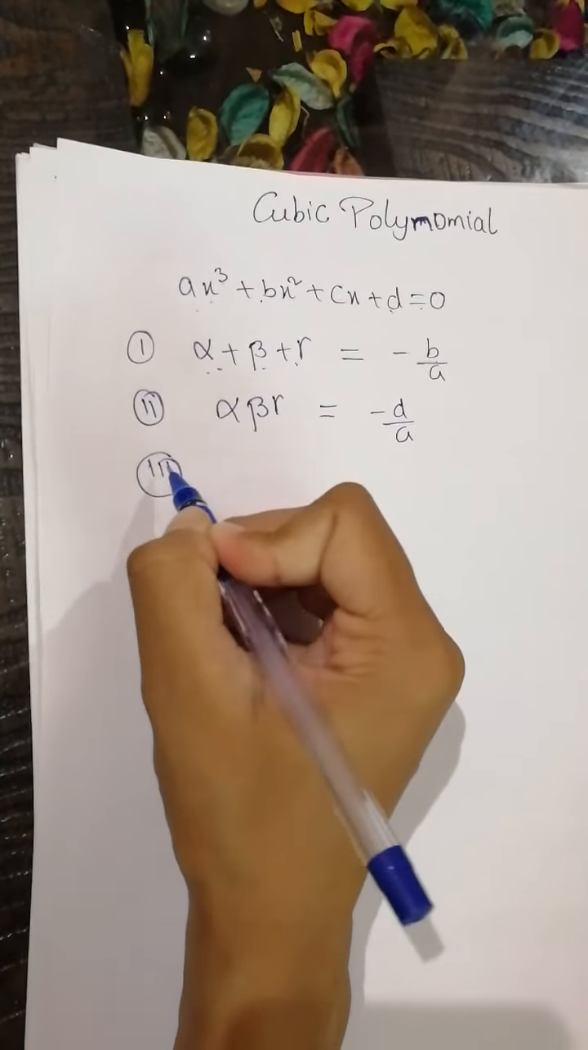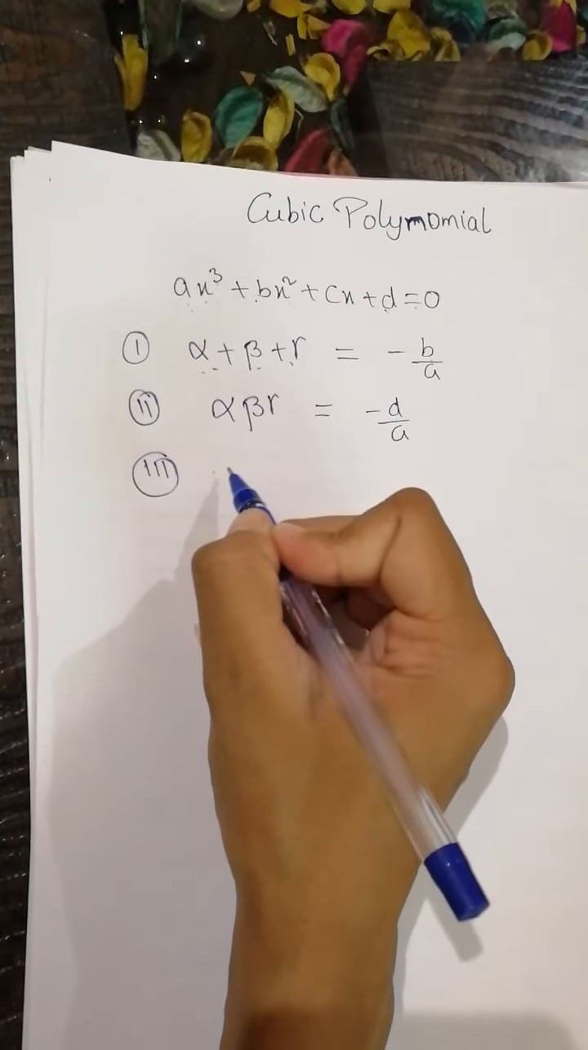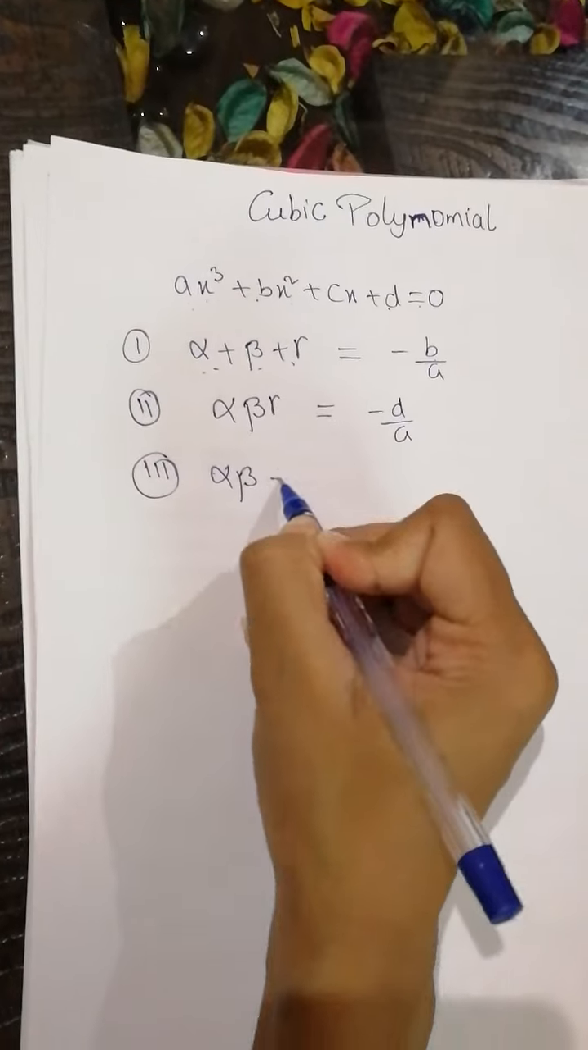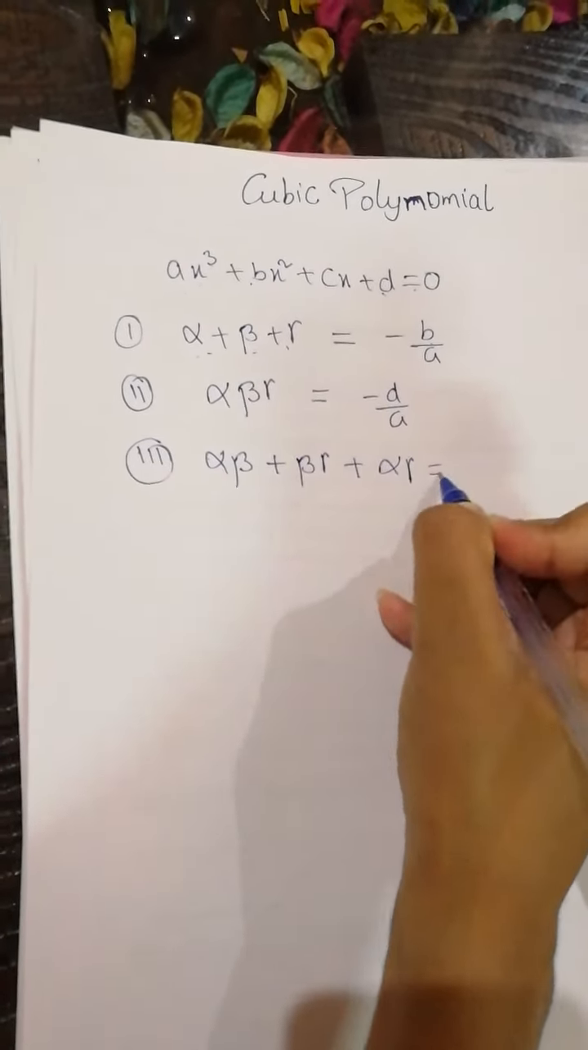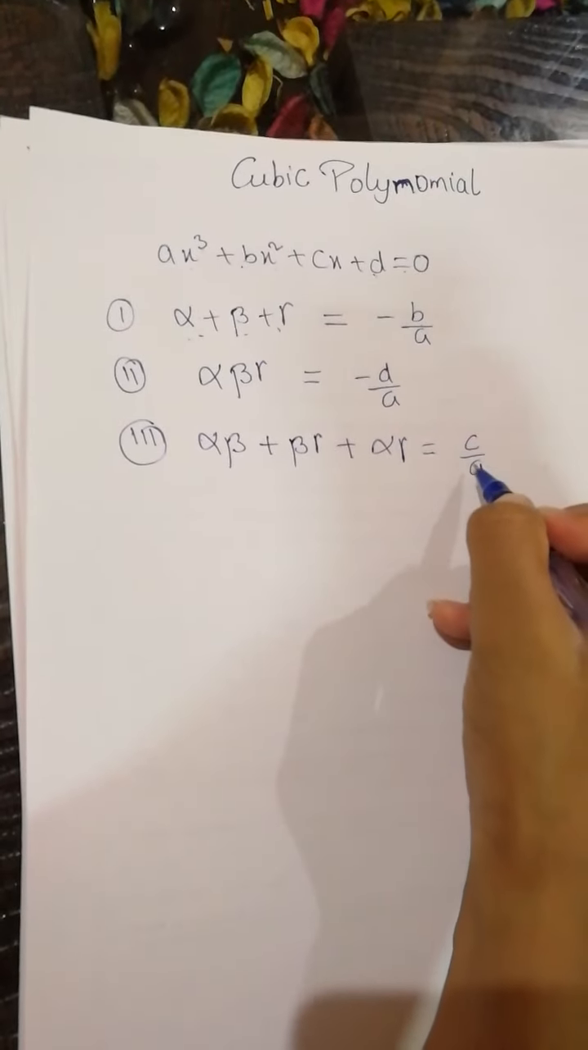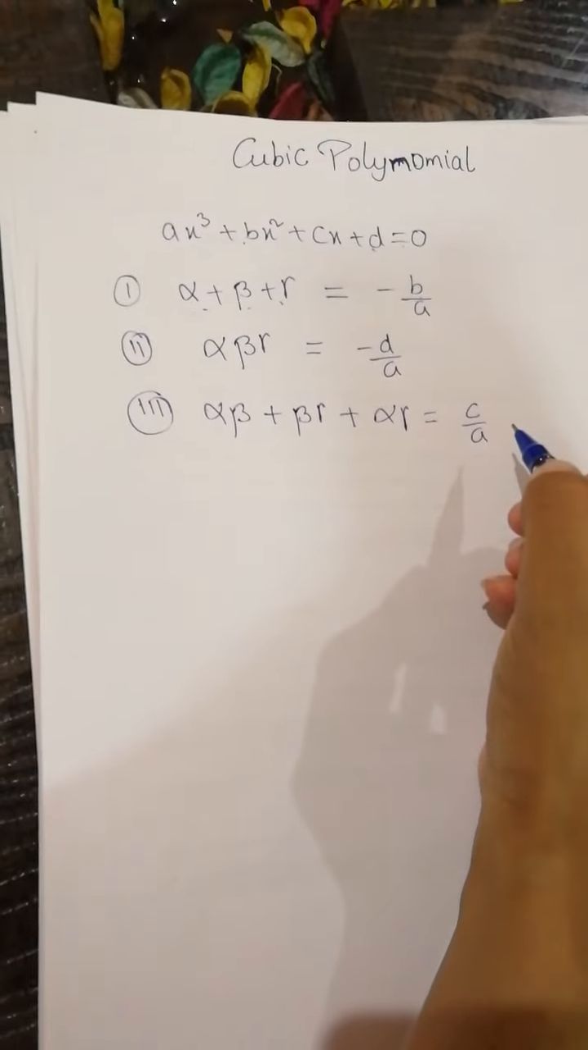And the third one is the sum of the product of the zeros taken two at a time, that means alpha beta plus beta gamma plus alpha gamma, which is equal to c upon a. So we will verify after finding the roots of the polynomial.